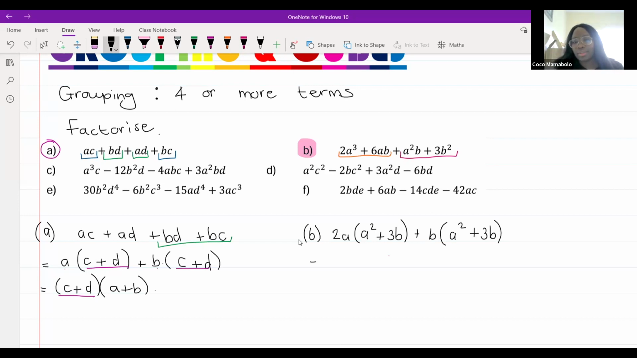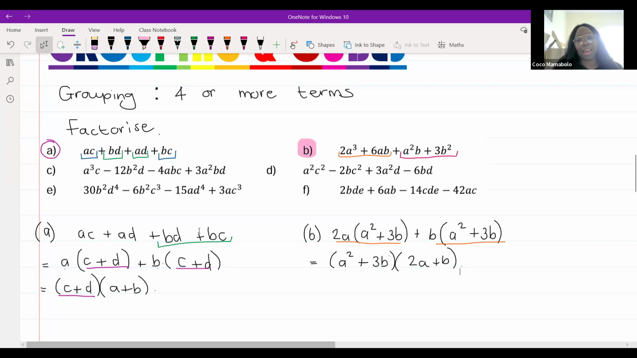All right. And then I can tell that my common bracket, what does this part and that part have in common? They have the common bracket A squared plus 3B. So I'm going to open brackets A squared plus 3B. And if I take that out as a common factor, what do I have left? 2A plus B. Give me a thumbs up if your answer looks like mine. Are we all okay? I hope I'm not leaving anyone behind. Are we all okay with how ma'am has answered this question?